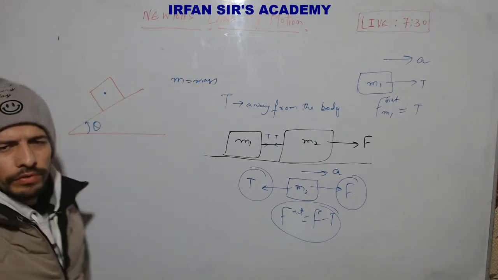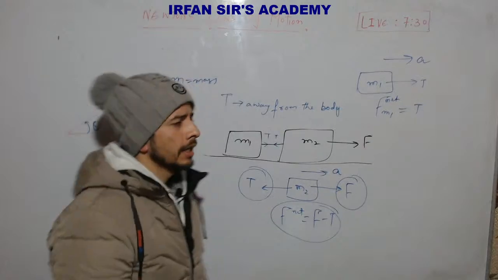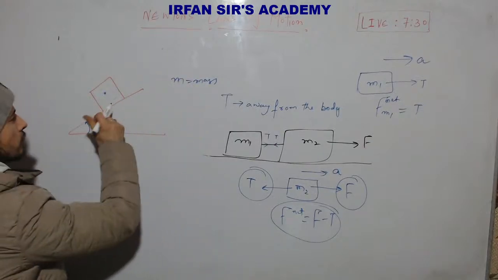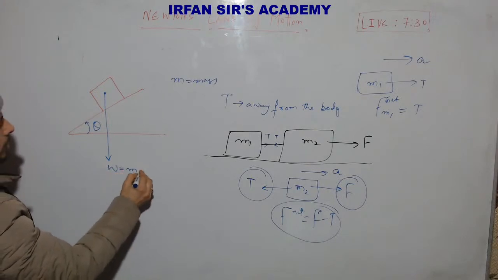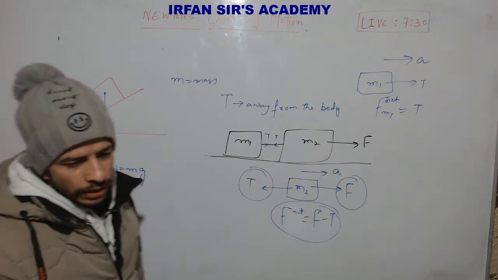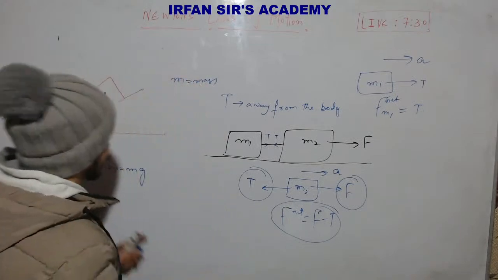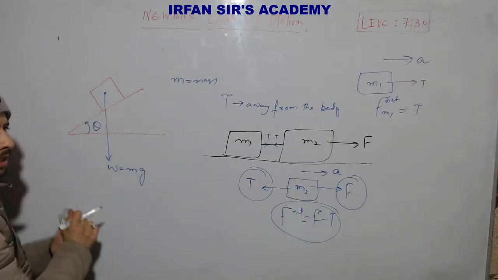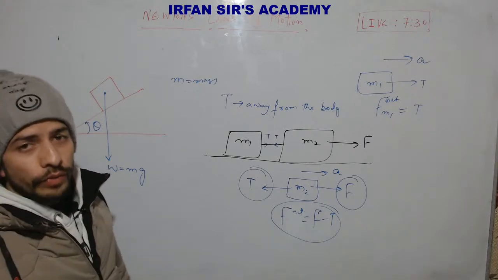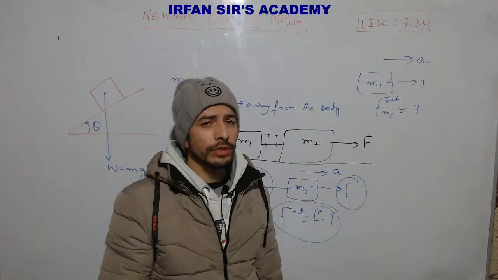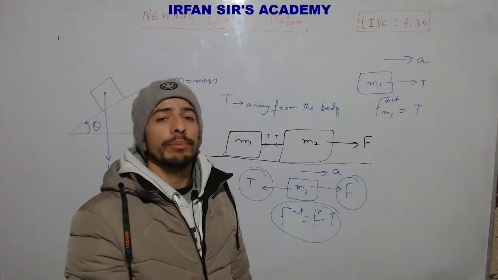What are the different forces acting on the body? Can you tell me? Suppose this is a smooth surface. You will tell me the force W equal to mg. That's the weight of the body acting on this body. Now what is another force? Is that a pushing force or pulling force? That is always a pushing force.